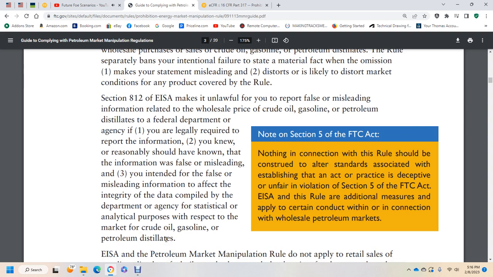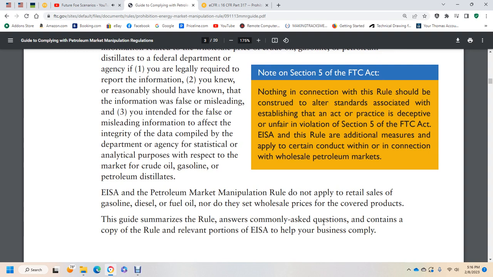And over on the side it says, note on Section 5 of the Federal Trade Commission Act: nothing in the rule shall be construed to alter the standards associated with establishing an unfair or deceptive act or practice violation. Section 5 of the Federal Trade Commission Act and the Energy Independence and Security Act rules are additional measures that apply to certain products within or in connection with the wholesale petroleum markets. The Energy Independence and Security Act and the Petroleum Market Manipulation Rules do not apply to the retail sale of gasoline, diesel, and fuel oil, nor do they set the wholesale price for the covered products.